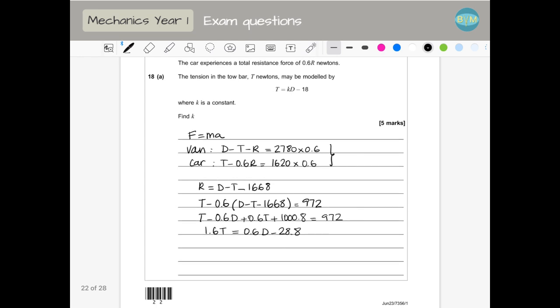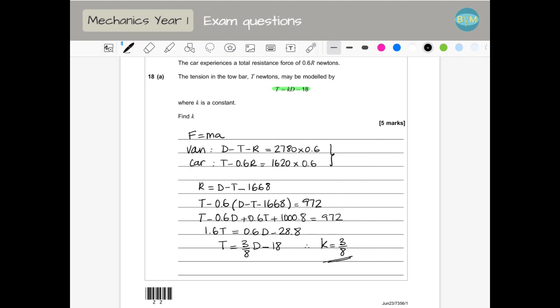And now I'm going to divide by 1.6 to have only T. So if I divide by 1.6, I have 3/8 D minus 18. If you compare this with this expression, I have T equal a number times D minus 18, which is precisely this expression, and that means that K is 3/8. So I can say that K is 3/8.